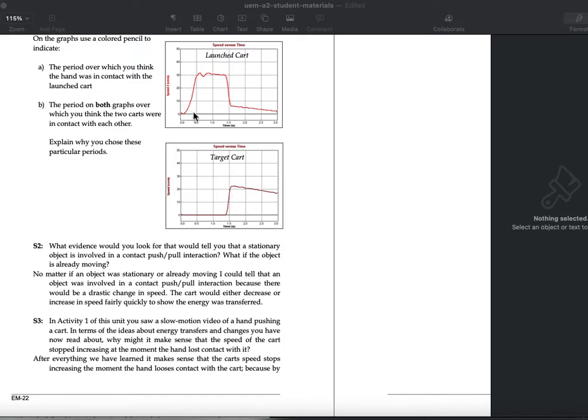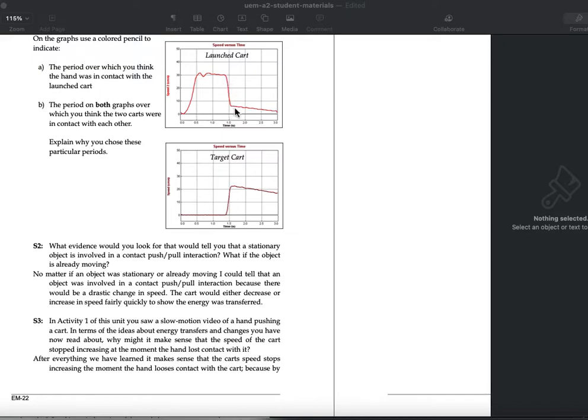The reason the hand part was here is this is when the launch cart increased. Before, when the hand was removed, it went at a steady rate. Then when the launch cart hit the target cart, as you see, the launch cart starts to decrease while the target cart increases. So that is why I put the X's here and here.